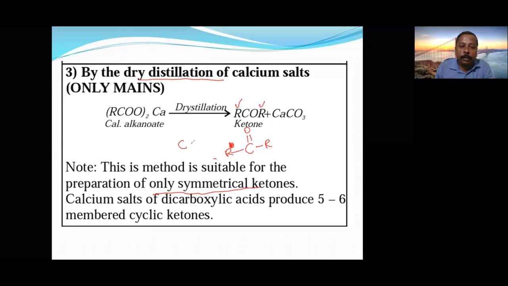What to remember? This is the calcium, and this is the CO, and this is the O. This is the R, this is the C double bond, this is the oxygen. Same way here R, C double bond, oxygen. This is the complete detailed structure. Now CaCO3 I have to eliminate.